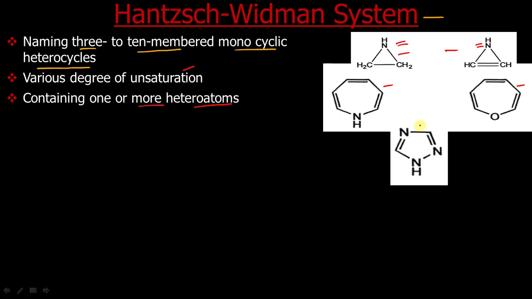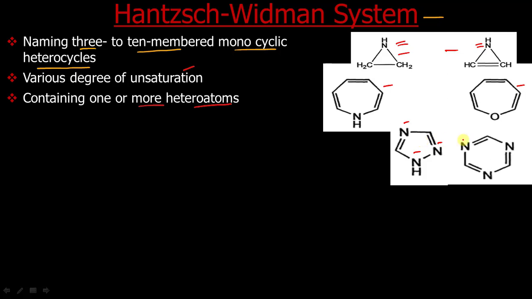like this. Now this ring has 1, 2, 3 heteroatoms in the ring. All three are nitrogen. These may be the same or may be different. Similarly, this also has 1, 2, 3 heteroatoms. Now these heteroatoms in the ring may be the same or they may be different. All of these systems can be named with this system that we will discuss one by one.